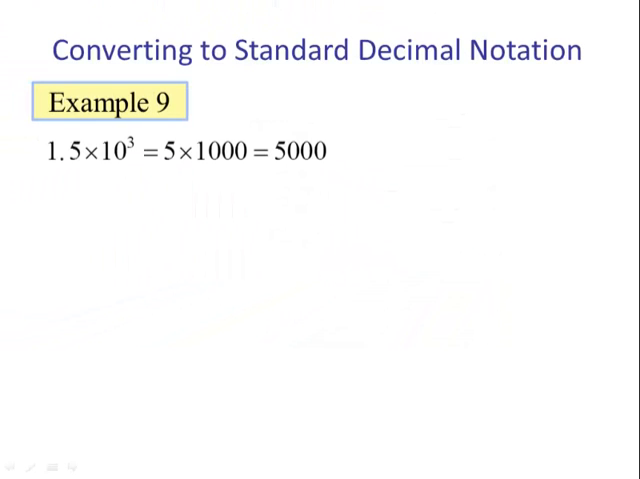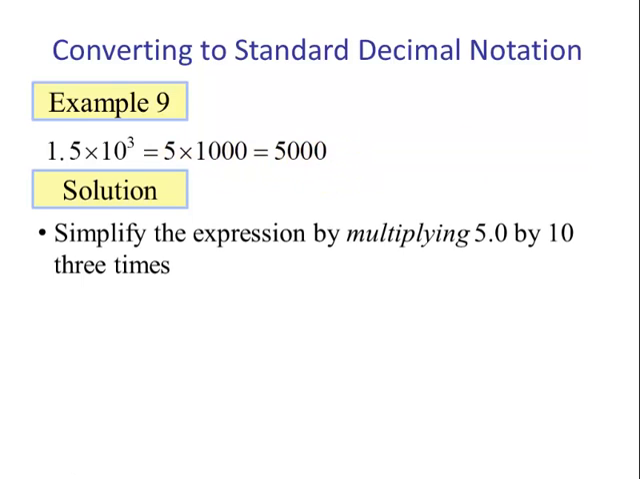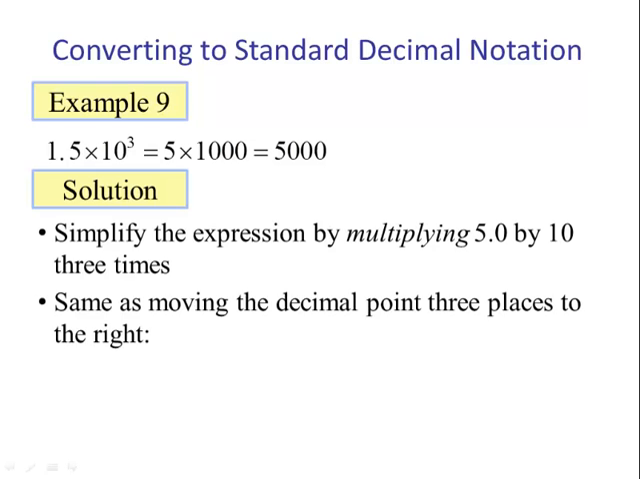Example 9. Number 1. 5 times 10 to the third. We evaluate this first, then we multiply. 10 to the third power is 1,000. 5 times 1,000 is 5,000. So one way of thinking of this is we simplify the expression by multiplying 5 times 10 3 times. That's the same thing as moving the decimal point 3 places to the right.